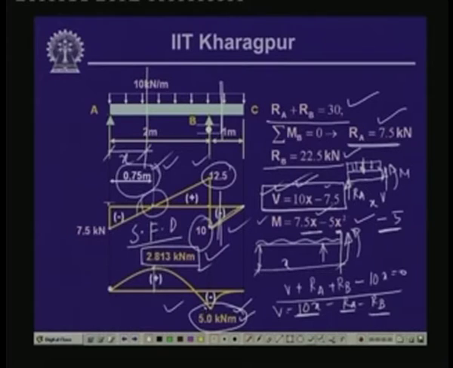Now, if you notice here, the bending moment diagram also changes its sign from positive to negative. So, somewhere within this particular zone AB, the bending moment is equal to 0. Now, if we would like to compute that distance, we can compute it from this bending moment expression.